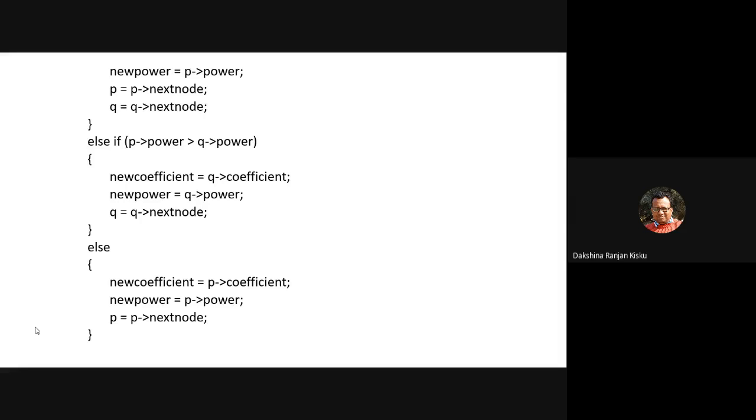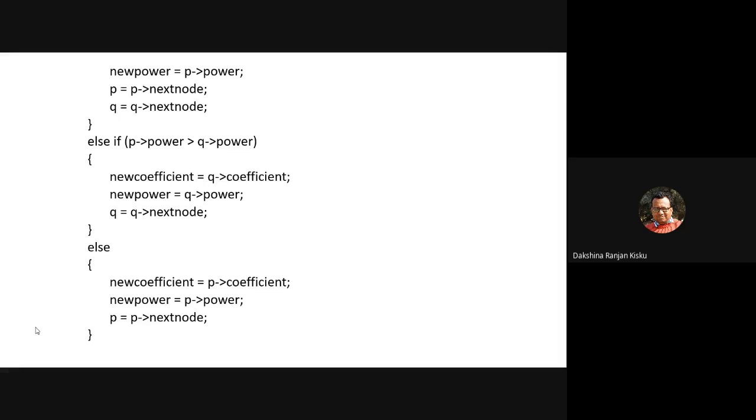That means the new coefficient becomes the coefficient of the second polynomial. That means the coefficient of the first term of the second polynomial. Okay, because q power, the exponent part of q, is found to be less than that of the exponent part of the non-zero term of the first polynomial. So therefore the new coefficient becomes the coefficient of the non-zero terms from the second polynomial.